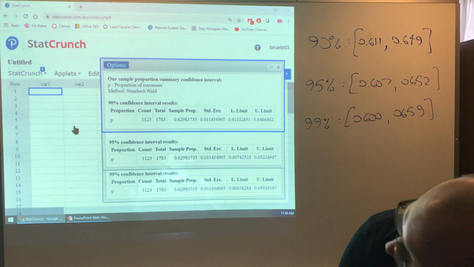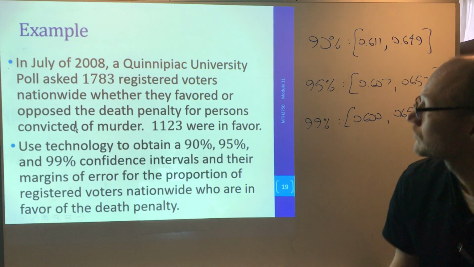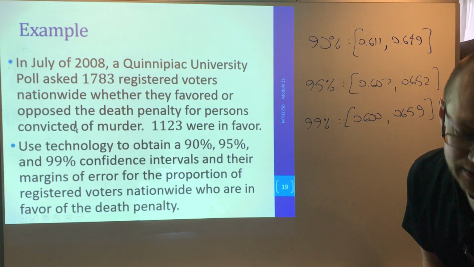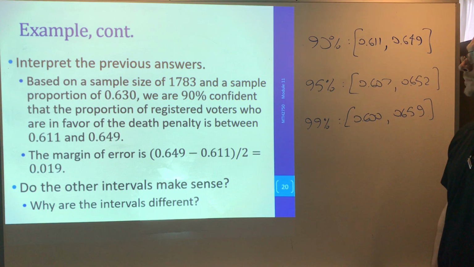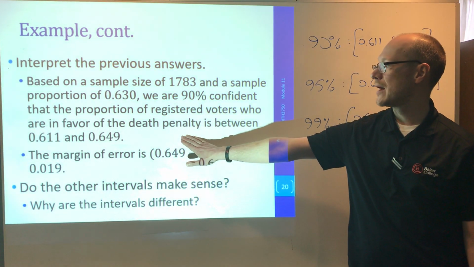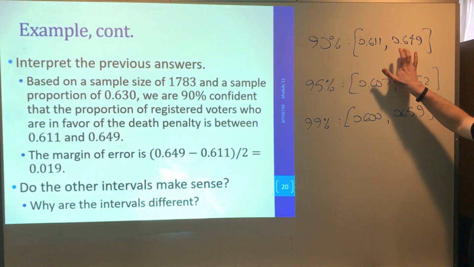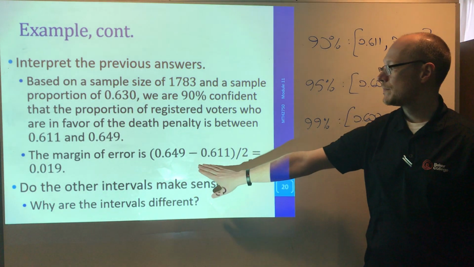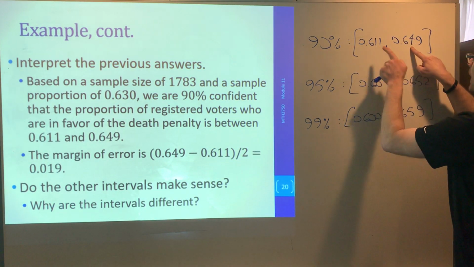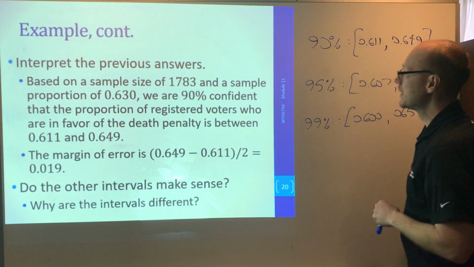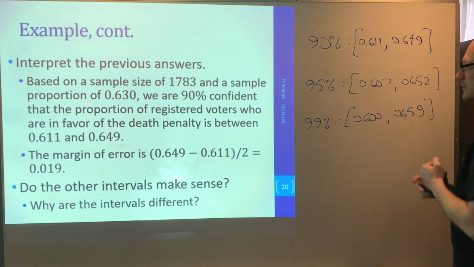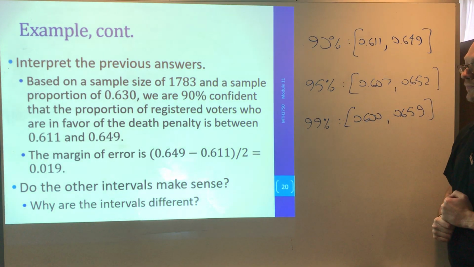Let me go back to my screen. Okay, so we did that. So we computed them all. And I think that I have it written down between 0.611 and 0.649. The margin of error is going to be this minus this divided by 2. And that's going to be 0.019. I did not do that for these. I don't have to, I suppose.